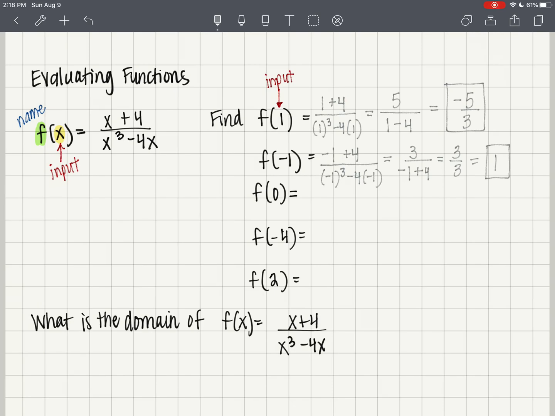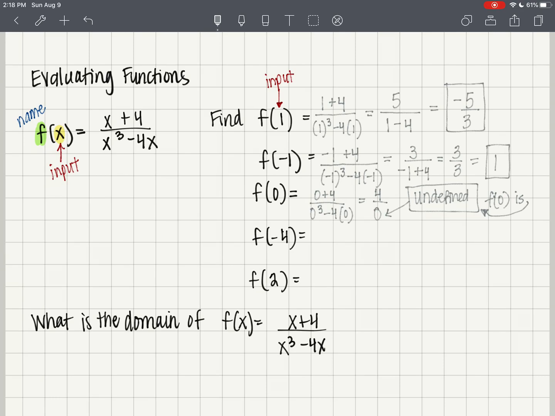Okay, we're going to put a 0 in. 0 plus 4 over 0 cubed minus 4 times 0. This is an interesting one. I've got 4 over 0. Dividing by 0 is undefined. It cannot divide by 0. So f of 0 is undefined.